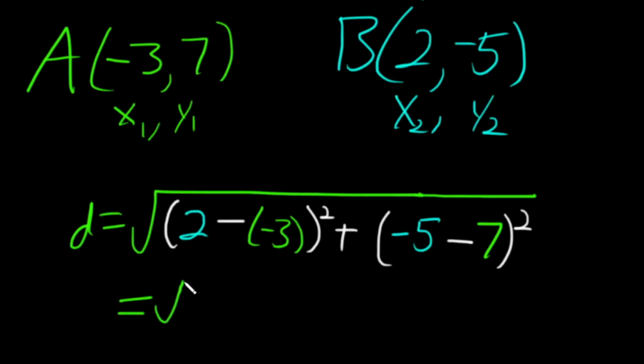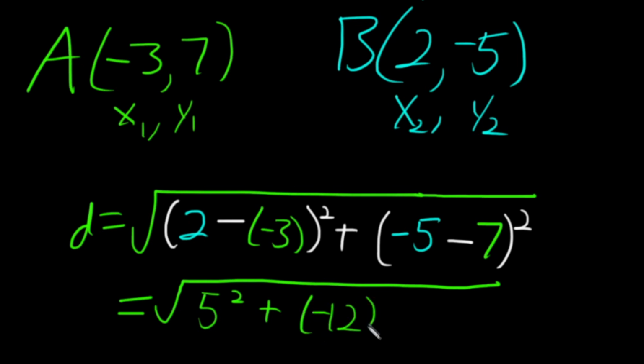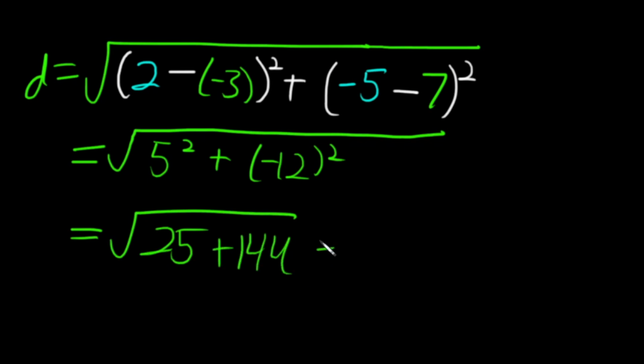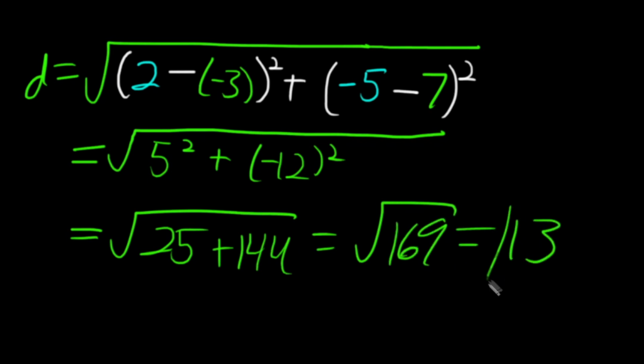So now we have the square root of 2 minus negative 3 is positive 5. So we have 5 squared, plus negative 5 minus 7 is negative 12. And that's also being squared. And that equals the square root of 25 plus 144. And just like before, we get the square root of 169, which equals 13.